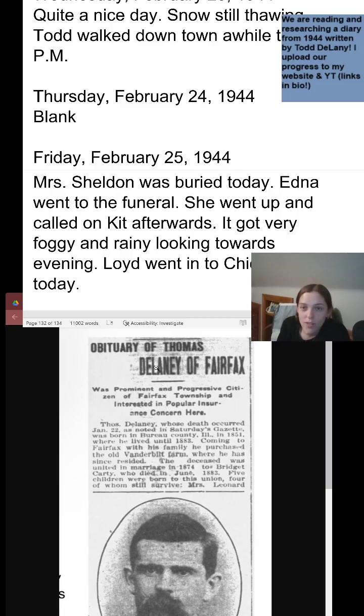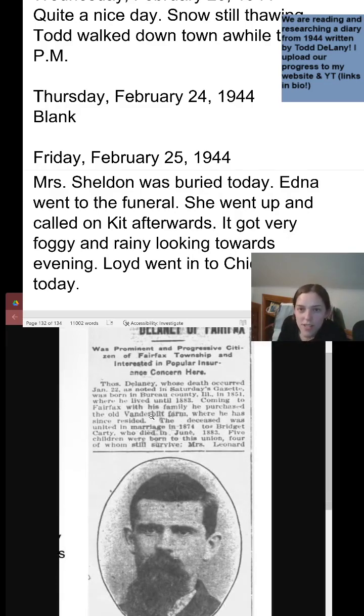So, obituary of Thomas Delaney of Fairfax. Was prominent and progressive citizen of Fairfax Township and interested in popular insurance concern here. Thomas Delaney, the T-H-O-S always messes me up. Yeah, I always want to say Thos. So many spelling variations depending on pronunciation. Yes, very true. In the other diary that I read, her name is Anglesey, and every single newspaper article spells it differently. It's very hard to research them when it's like that, because when it's a unique name.